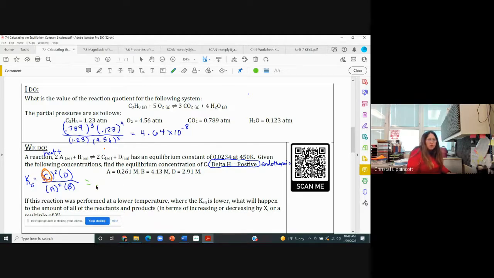So you should solve for C. You've got to take the square root at the end to be able to get it. But once you solve for C, you should get 0.0476. And then what are my units? Molar. Big M. Yep.